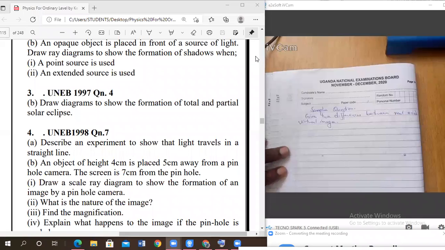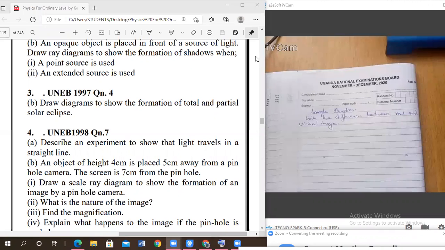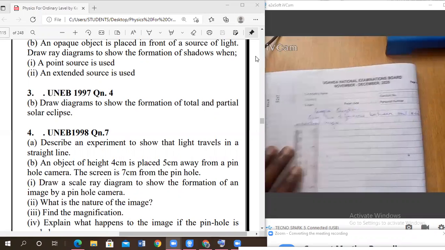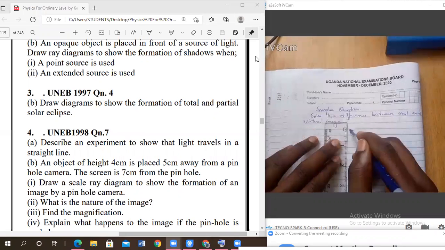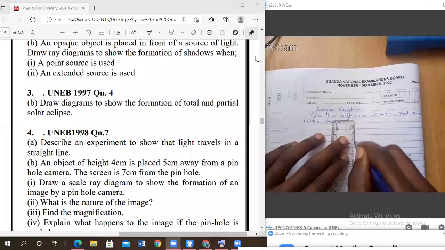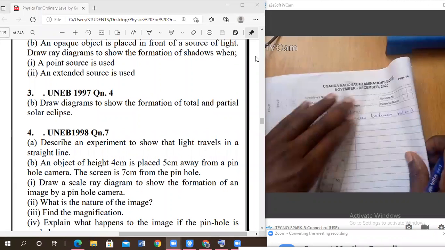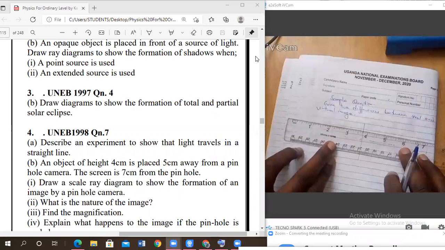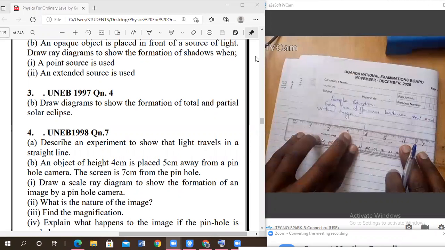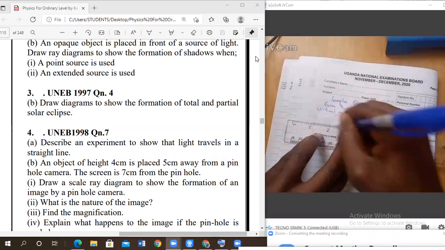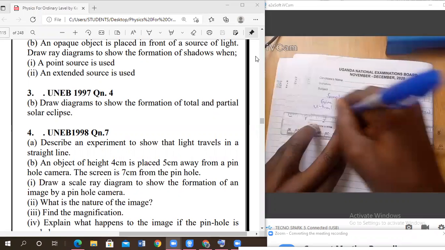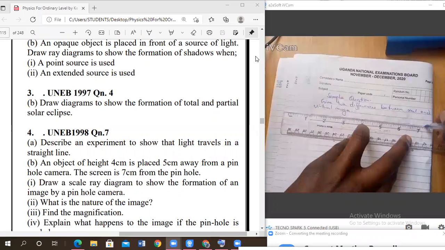A real image is found on the screen, while a virtual image is formed behind the screen, or not on the screen. Okay. So you can use a table to give a difference, or you can give it in words by separating them with the word while. But in physics, we prefer using a table because it makes it much easier.